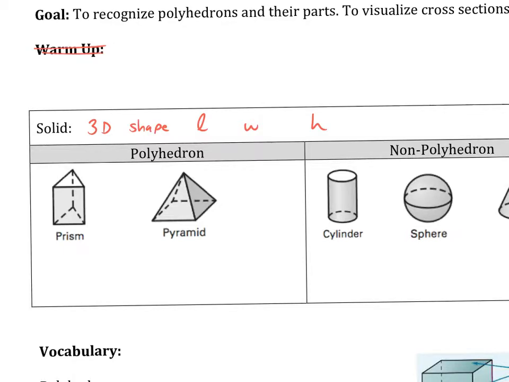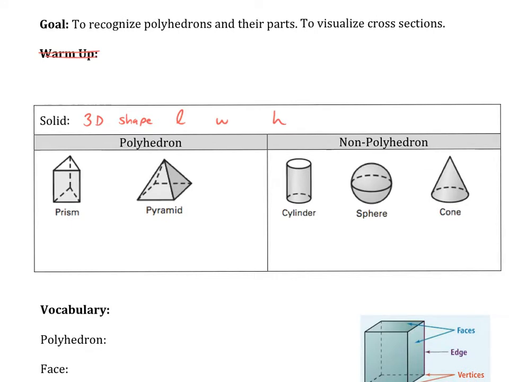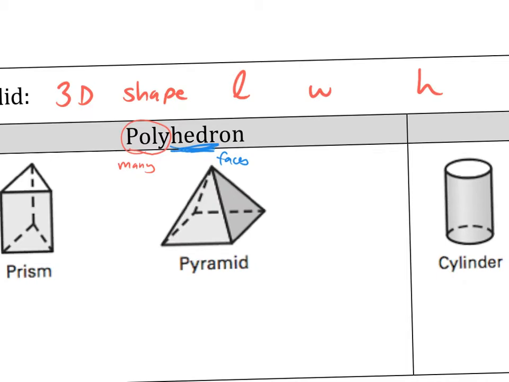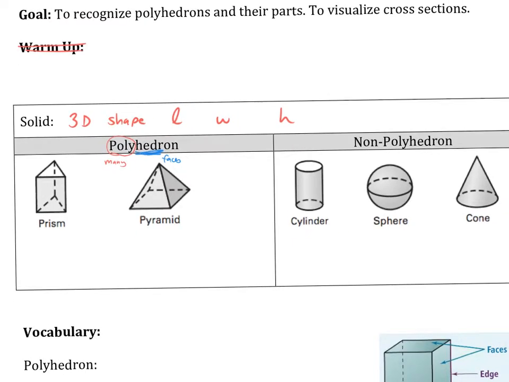So first off, let's look at what foundational shapes look like. We've got two examples here of something called a polyhedron. Poly is the Greek word for many, and hedron means faces, Greek for face. So when we have many faces. Now look here at these two polyhedrons and look at these three non-polyhedrons.